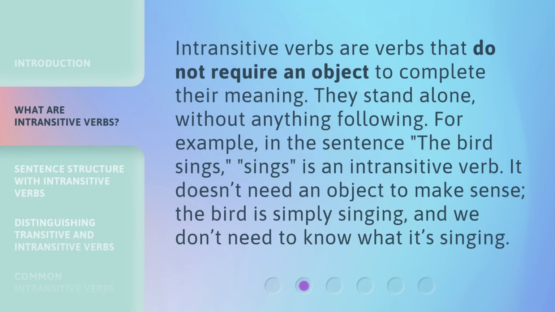Intransitive verbs are verbs that do not require an object to complete their meaning. They stand alone, without anything following. For example, in the sentence, "The bird sings," "sings" is an intransitive verb. It doesn't need an object to make sense. The bird is simply singing, and we don't need to know what it's singing.